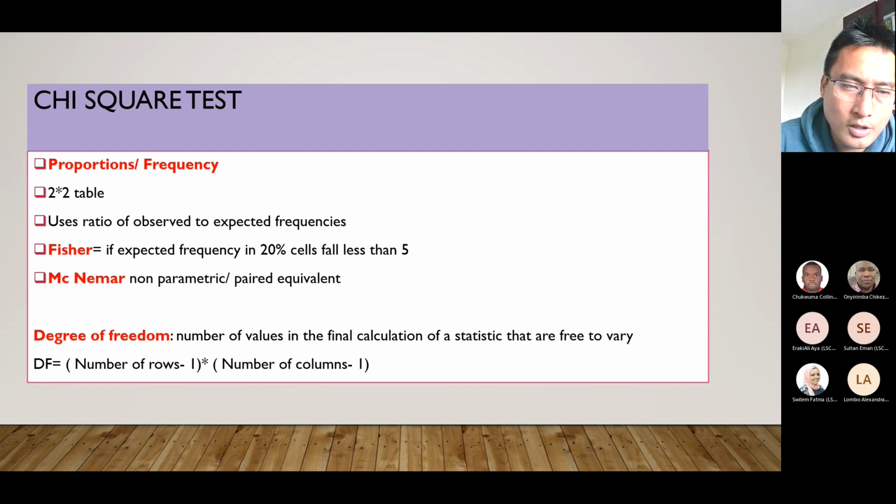There's something called degree of freedom. You just need to remember the formula. If they ask about degree of freedom, the formula is number of rows minus 1 multiplied by number of columns minus 1. In an exam, they will only ask the formula for degree of freedom, and they will give 5 options. You just have to take this one. Okay, is everyone clear about chi-square test?